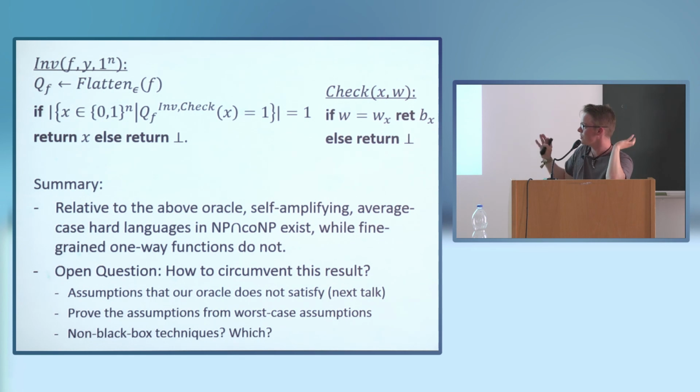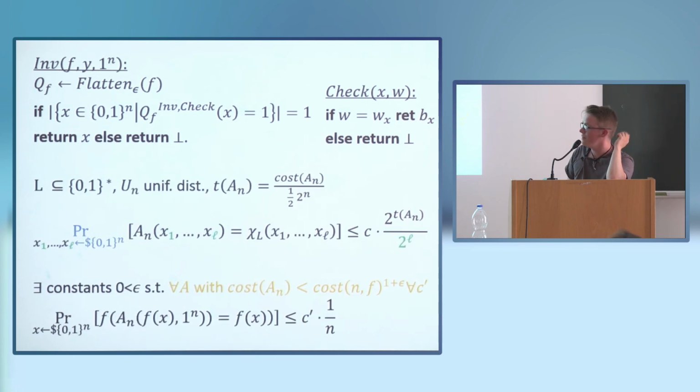So open question, how to circumvent this result. You can circumvent this result with assumptions that our oracle does not satisfy, and then prove those assumptions from worst case assumptions. Maybe you could also circumvent our result with non-black box techniques. We have no idea. We've thought about non-black box techniques that would help. So I would be very happy to hear about anything that comes to your mind.